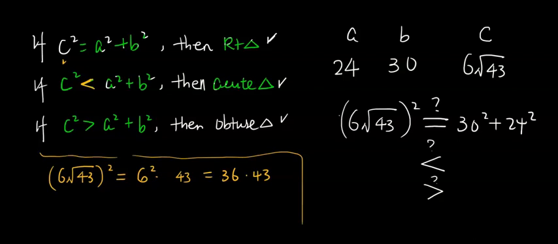Go ahead and use your pencil and paper and find out what 36 times 43 is. Or you can use a calculator. And here I already worked it out. Very good. And then I'm going to calculate this side. So 30 squared is 900. 24 squared is 576. We're going to add it together. That is 1476. Okay, very good.